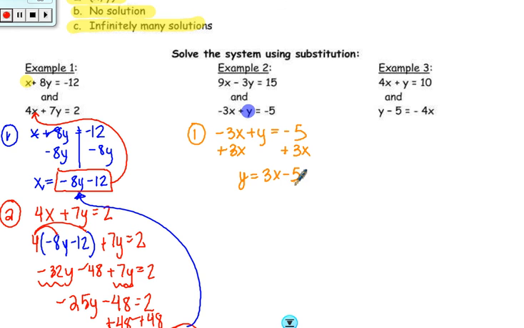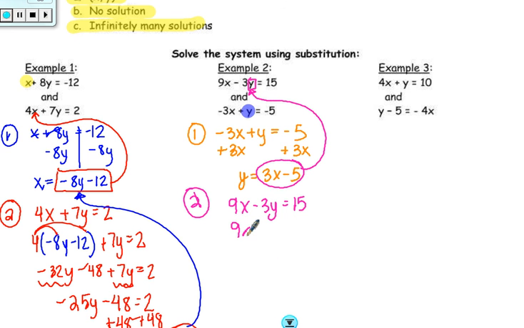Step 2 is to take that answer from step 1, go to the other equation, and substitute it in. Since this is a y equals equation, we have to put it where this y is. So taking that equation, 9x minus 3y equals 15, and replacing the y with 3x minus 5, right? This was our answer to step 1, 3x minus 5.